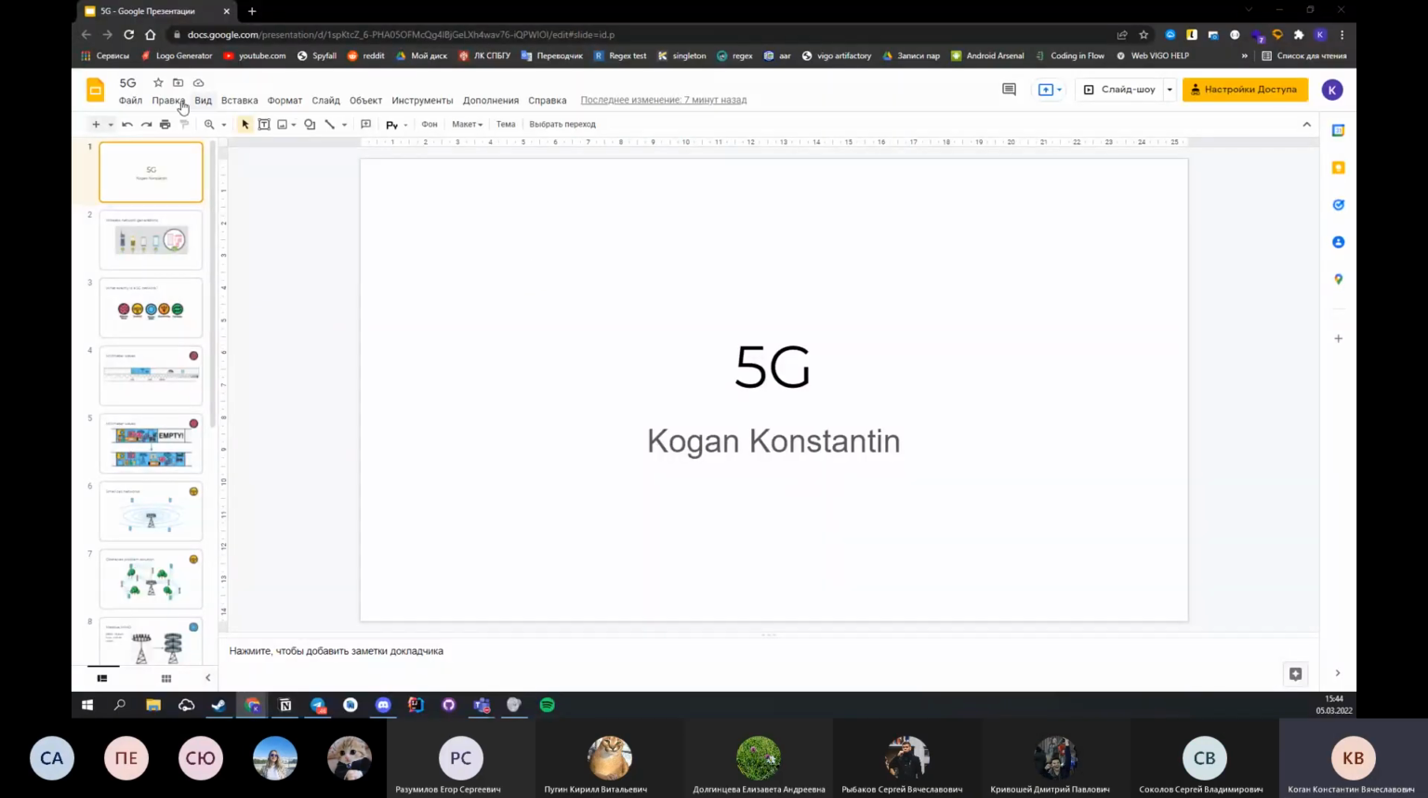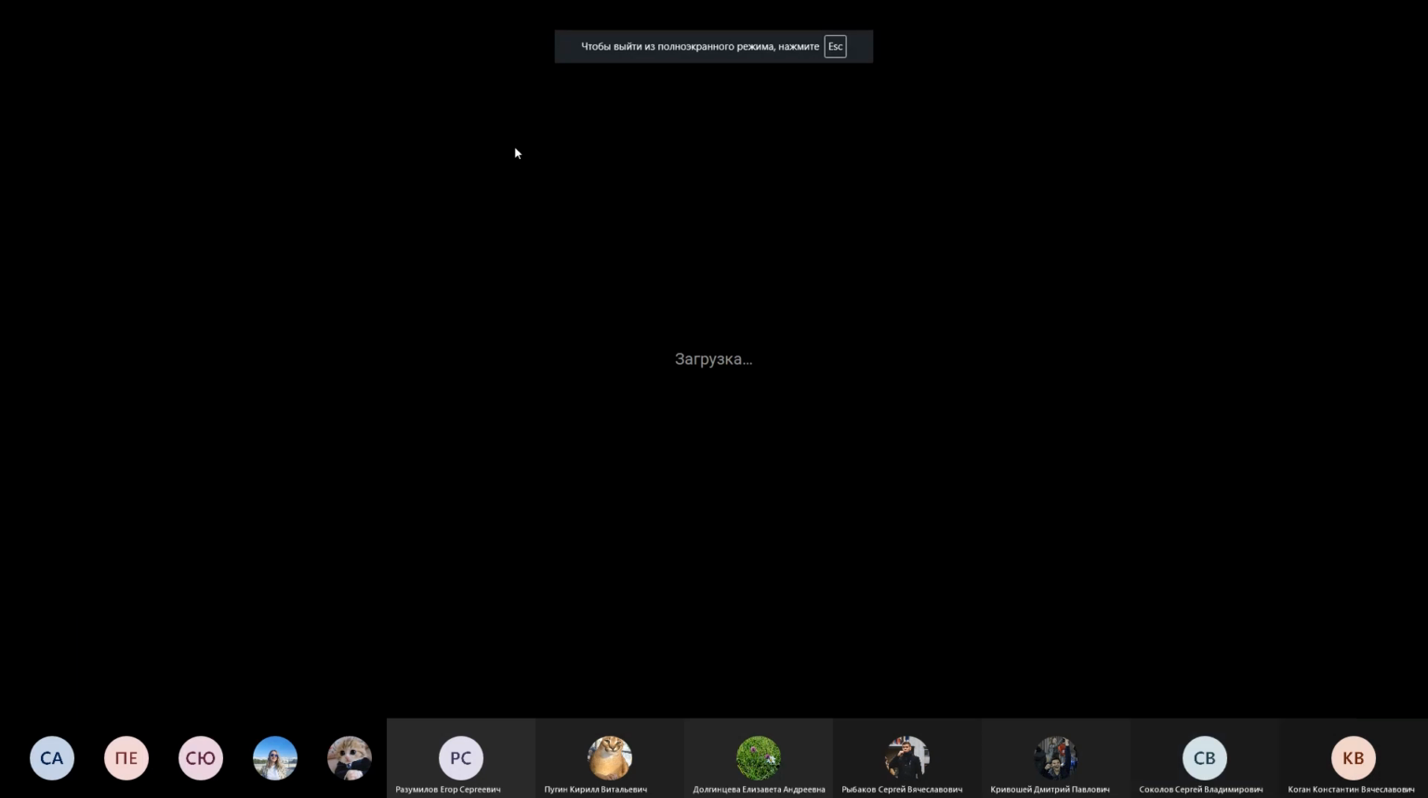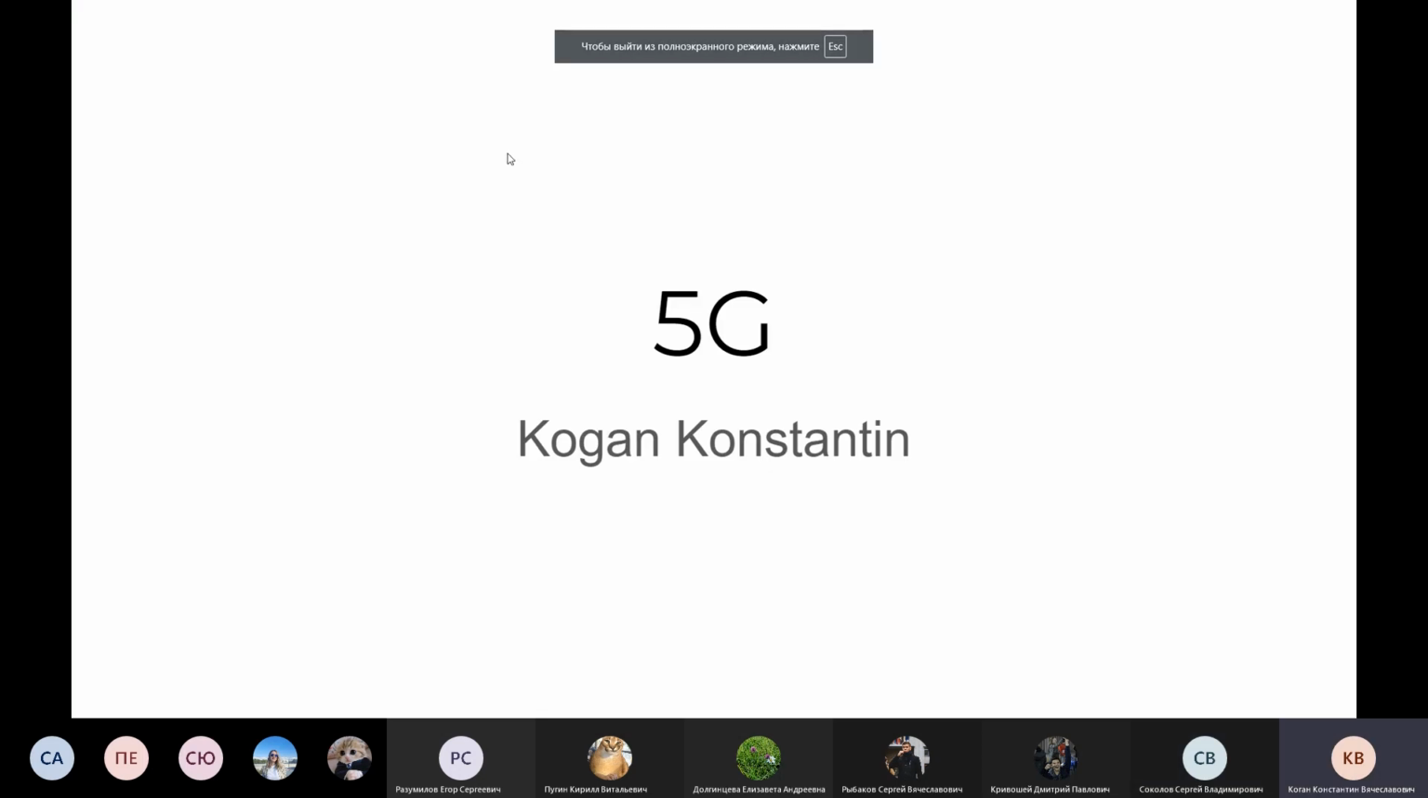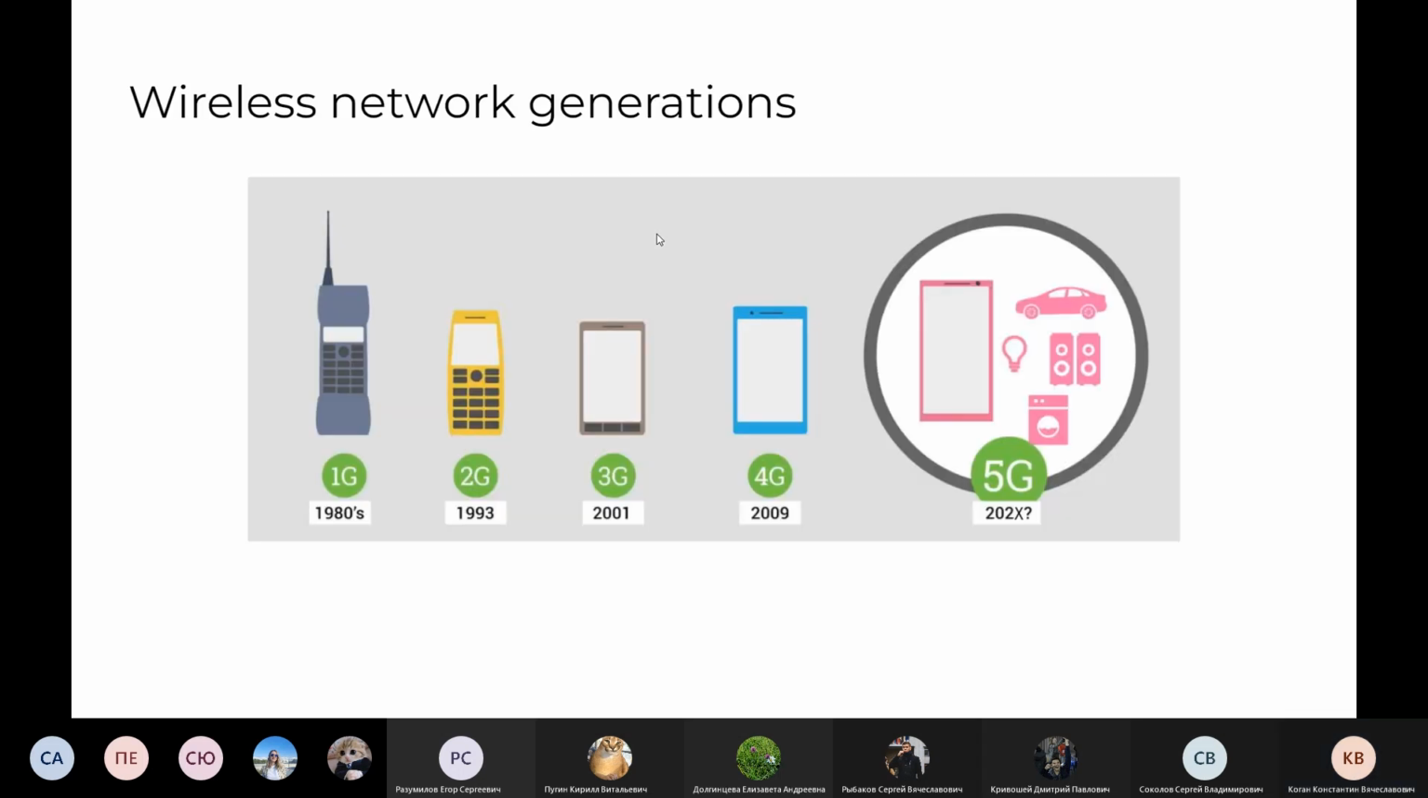Can you see? I'm going to tell you about the 5G wireless network standard. So every new generation of wireless networks delivers faster speeds and more functionality to our smartphones. 1G brought us the very first cell phones. 2G let us text for the first time. 3G brought us online, and 4G delivered the speeds that we enjoy today.